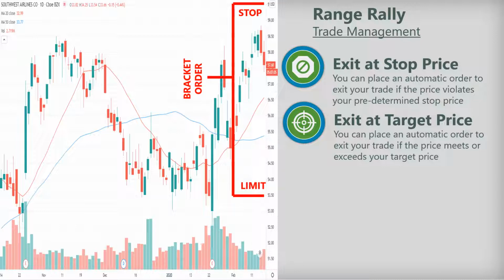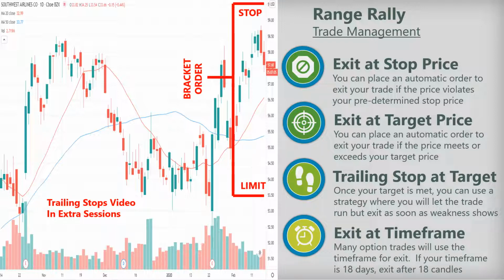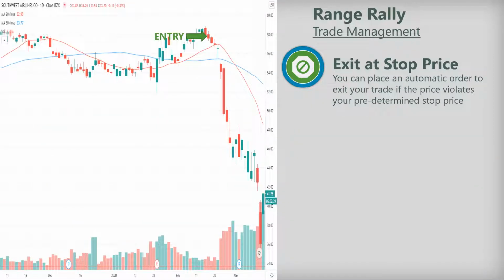One triggers the other, so if it goes down and hits our take profit, it'll cancel the stop. Or if it goes down to our limit order and we want to protect the gain we have, we can change that stop to a trailing stop and kind of squeeze it further. We also have the luxury of the whole thing being gone in 18 days if you set it up that way, or making an adjustment after 18 days regardless of what has happened.